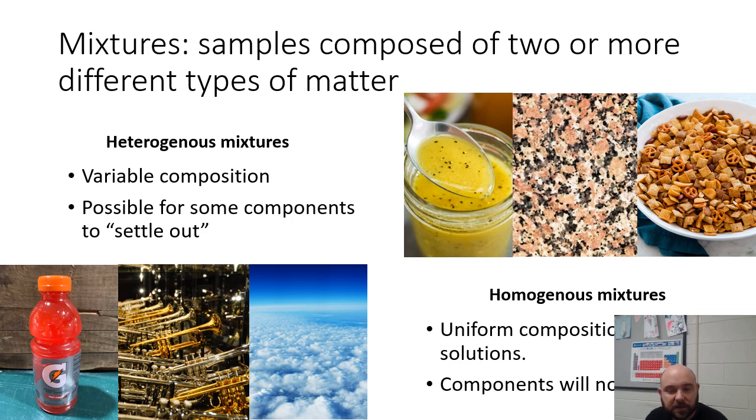I like the next example because it shows that mixtures don't necessarily have to be liquid. That's what some people often think of when they think of mixtures. But granite is a mixture of different minerals, and it doesn't have a uniform composition. Some parts have more of one mineral than another. Granite's not really going to settle out, but you can still see the different parts that make it up. And then finally, there's another food example, Chex Mix.